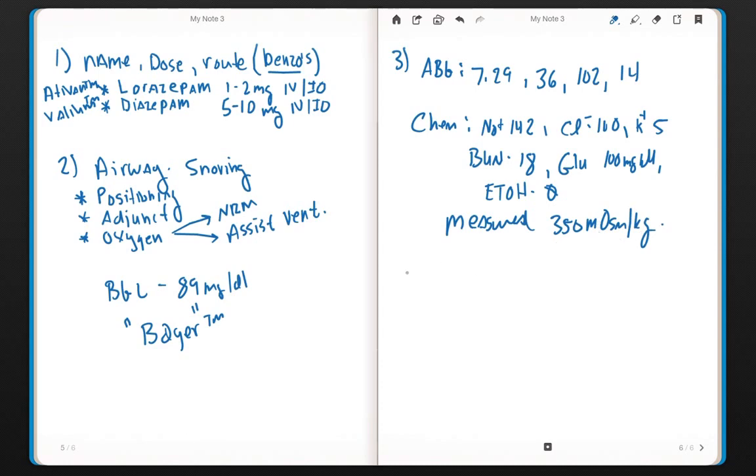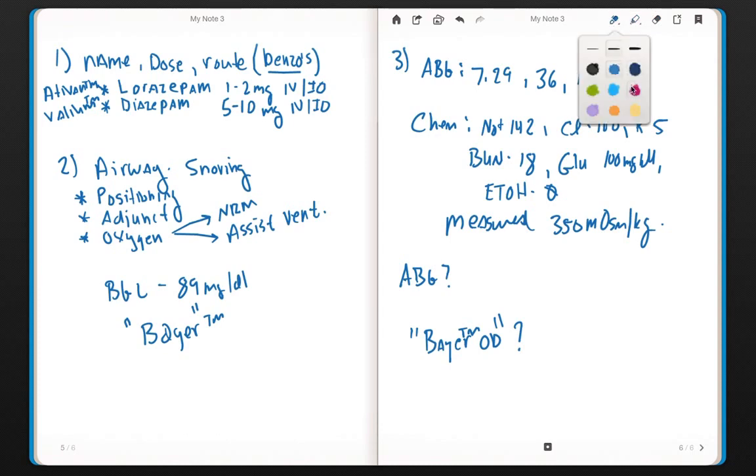And it asks, what's the interpretation of the ABG? Okay, and do the labs support the supposition of a Bayer overdose? All right, a Bayer overdose. Okay, so that's question 3, a whole lot of information. So let's just go ahead, and I always like to start at my gas.